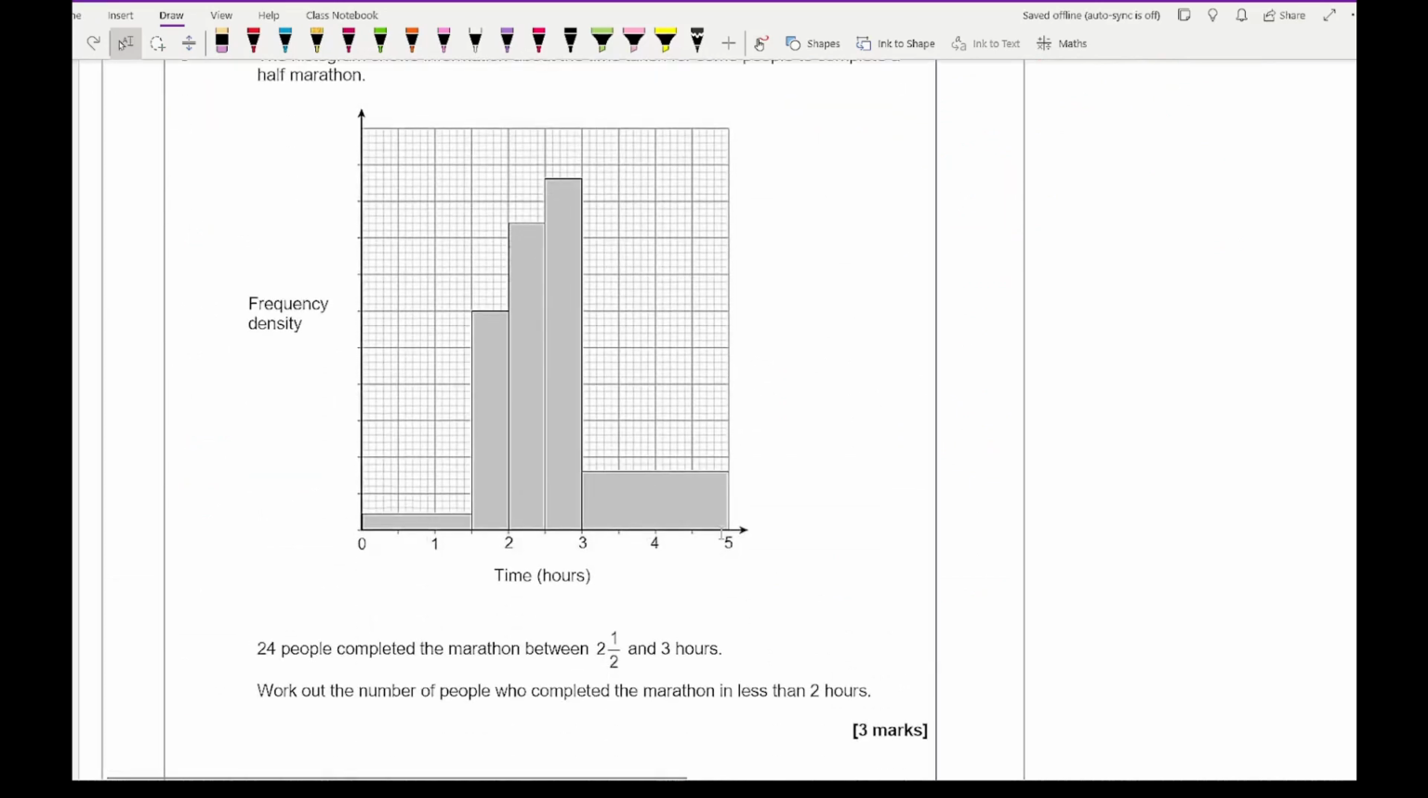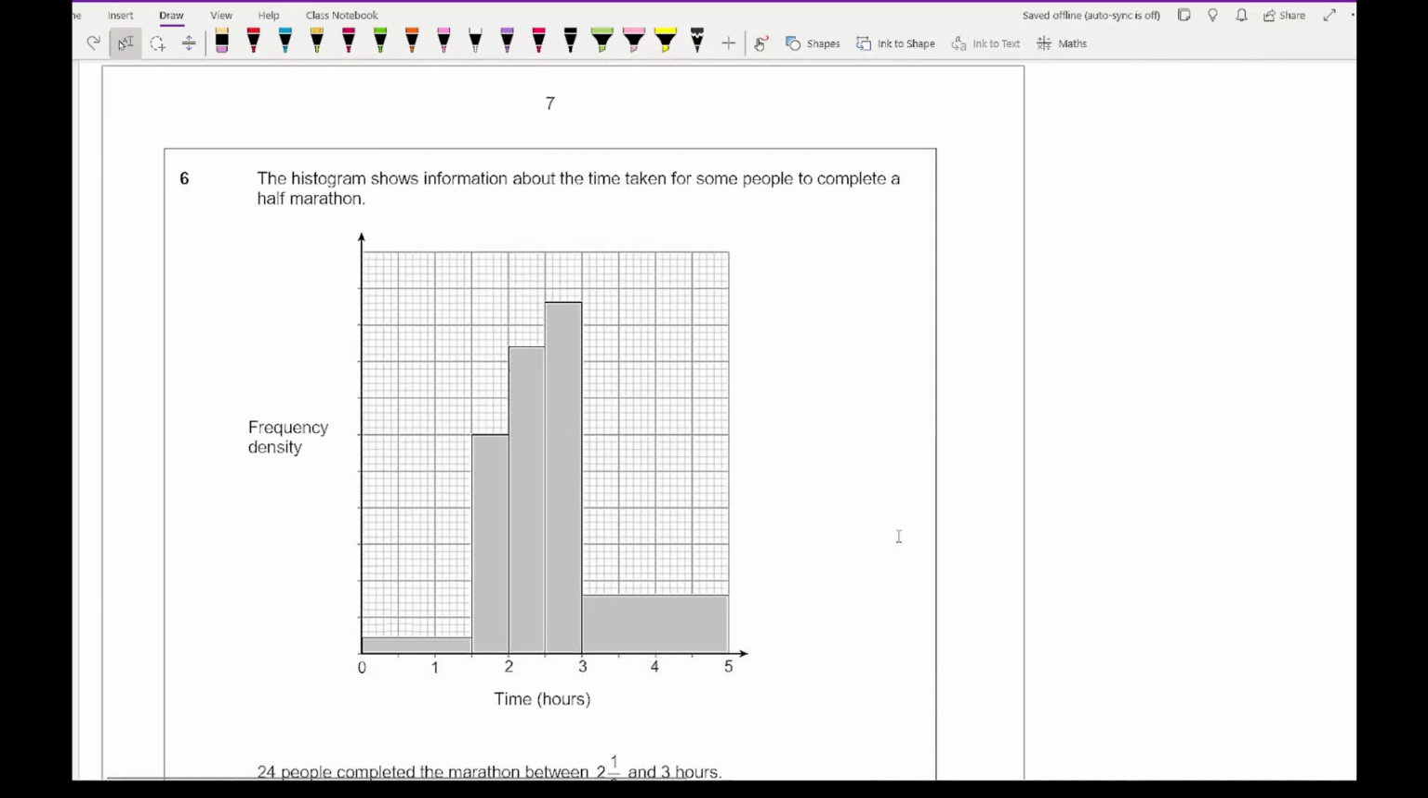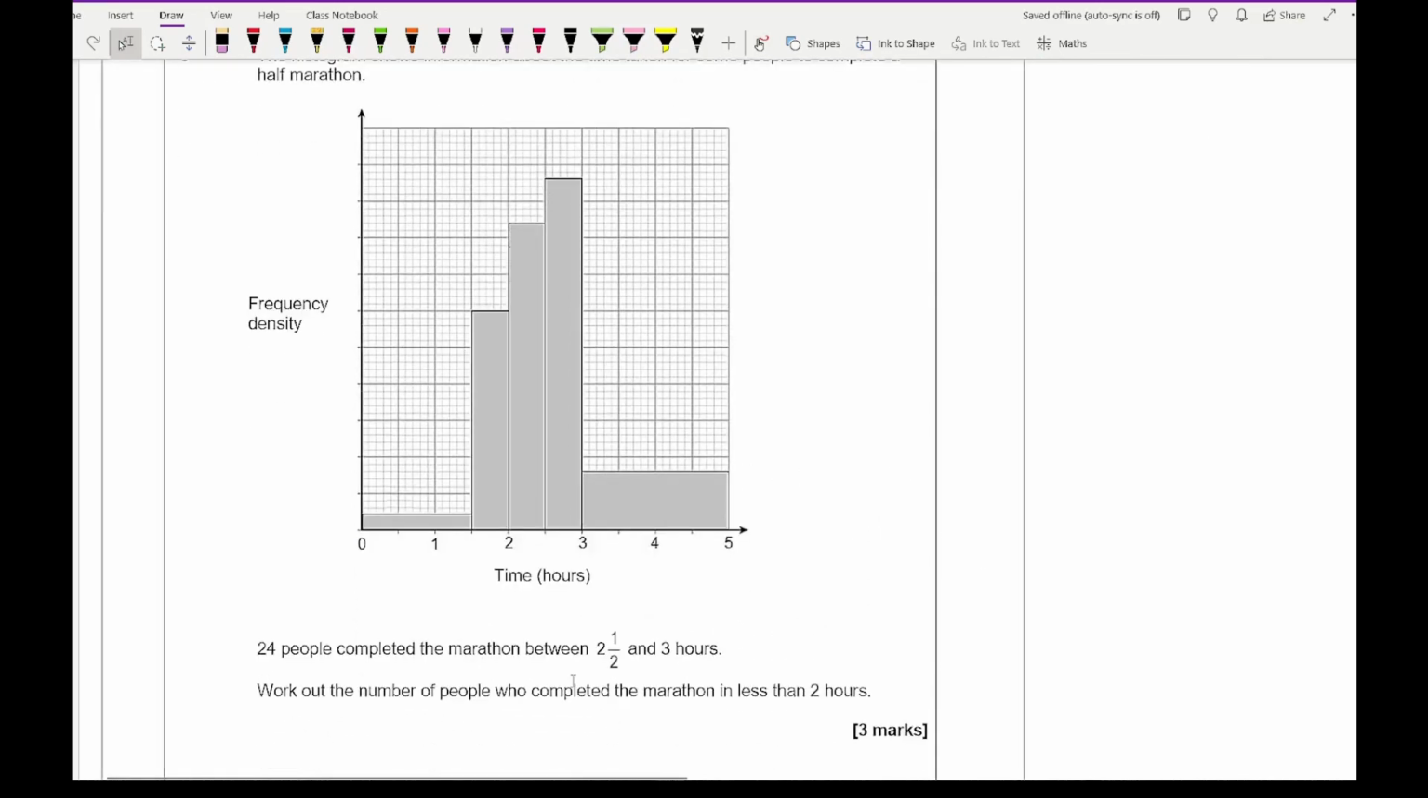Then moving on to question 6, it says that the histogram shows information about the time taken for some people to complete a half marathon. It says 24 people completed the marathon between 2.5 hours and 3 hours. Work out the number of people who completed the marathon in less than 2 hours. So again, using this information and knowing which bar it's talking about, this is talking about the fourth bar.